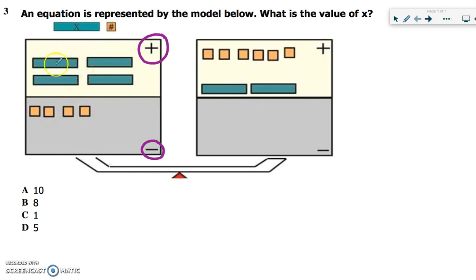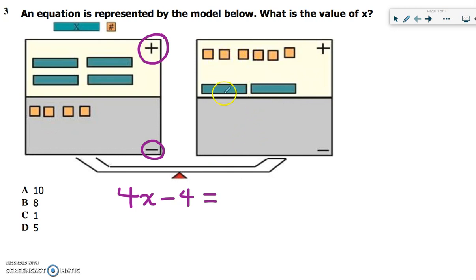On the top we have 4 x pieces, 1, 2, 3, 4. So that can be represented as 4x. Well, in the bottom section, in our negative area, we have 1, 2, 3, 4. So this could be represented by 4x minus 4, or if you choose, 4x plus a negative 4. Either way, you'll come out with the same answer if you follow the process.